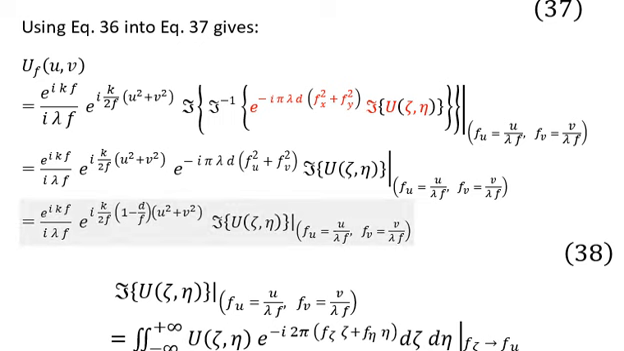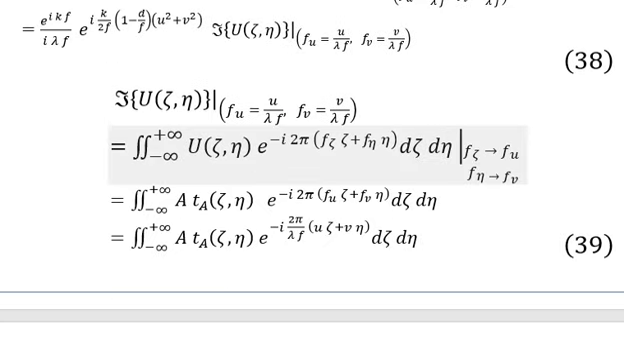But we have to calculate the Fourier transform of the field just after the object, which is U of zeta and eta. So here in equation number 39 we are going to perform the Fourier transform. The Fourier transform of the field U of zeta and eta, to be evaluated at fu equal to u over lambda f and fv equal to v over lambda f, is given by the integral in the second row: the double integral from minus infinity to infinity of the field U of zeta and eta, and the rest of the quantities are related to the Fourier integral. So at the end, the Fourier integral should be evaluated with f zeta replaced by fu and f eta replaced by fv.